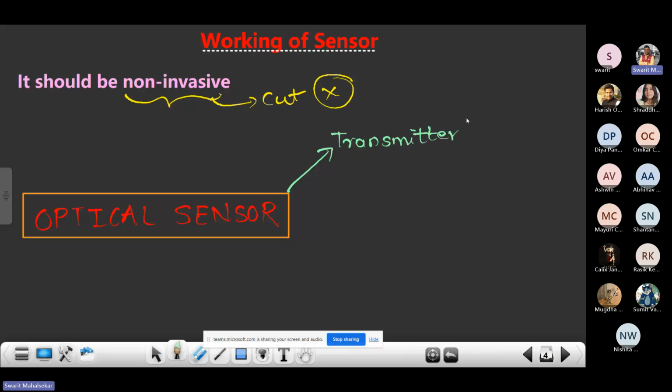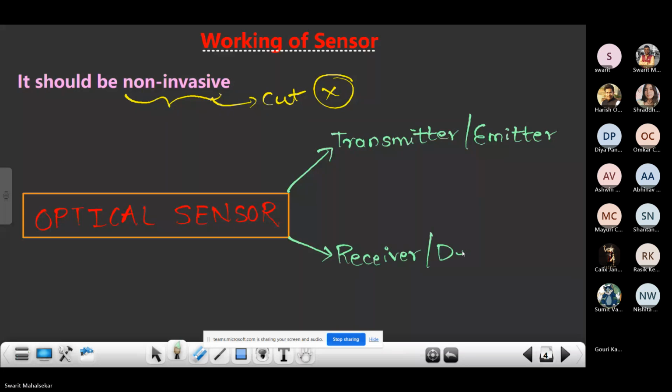Sometimes it is also known as emitter. Basically the logic is the same, just the names are different. And the second part is the receiver, which is sometimes also known as detector. I hope you all are comfortable up till here.